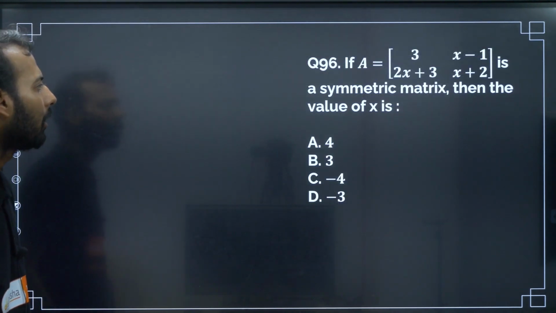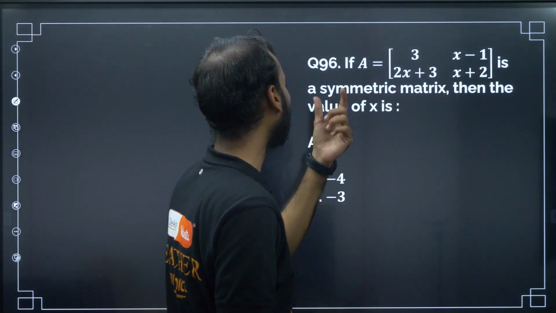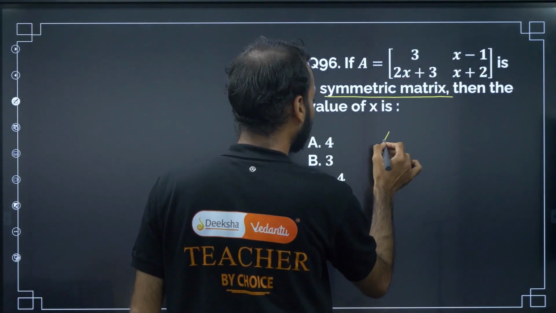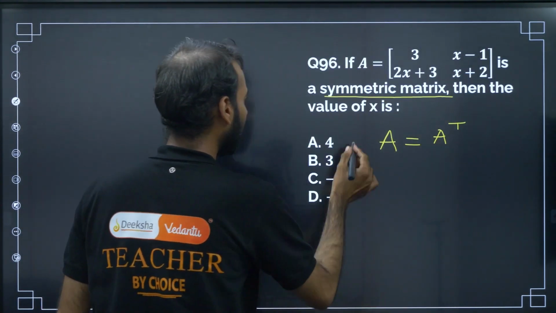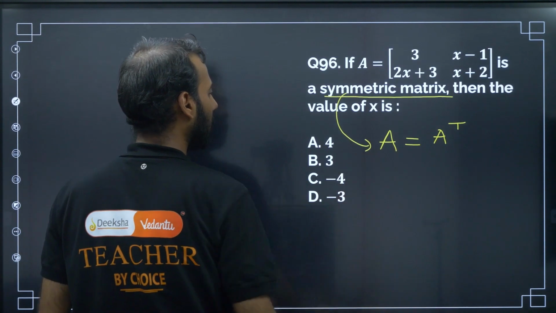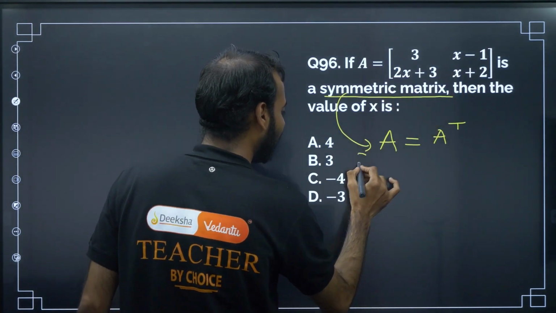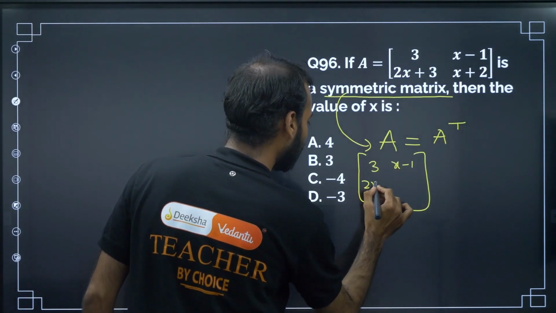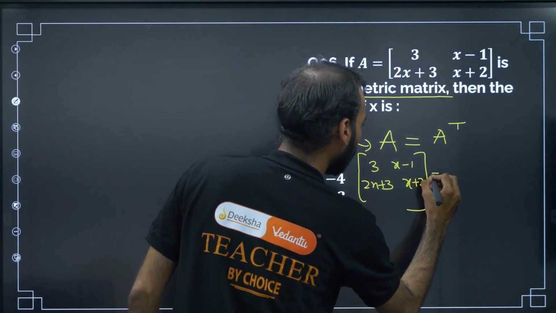Next, moving to the next question. If A is equal to the matrix 3, x minus 1, 2x plus 3, x plus 2 is a symmetric matrix. Now what is the meaning of symmetric matrix? Whenever symmetric matrix comes, the definition of symmetric is A is equal to A transpose. This is the condition. So let me write the A matrix as it is: 3, x minus 1, 2x plus 3, x plus 2, is equal to A transpose.